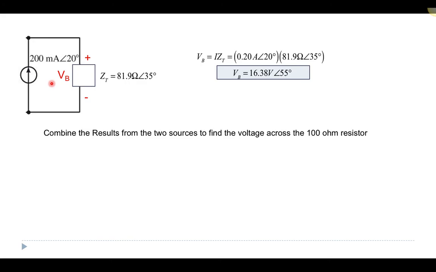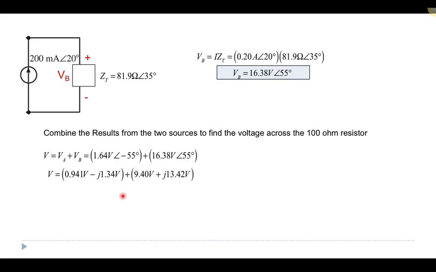So now I can combine the results from the two sources to find the voltage across the 100 ohm resistor. And to combine those results, I combine the voltage VA that I found earlier across the 100 ohm resistor, and then this voltage VB, which I also found due to the current source, and I can add these two components together. In order to add them, I need to put them into their rectangular form. I can add the real parts here, and then I can add the imaginary parts, and I get the voltage in rectangular form, and then I can convert that back to polar form.